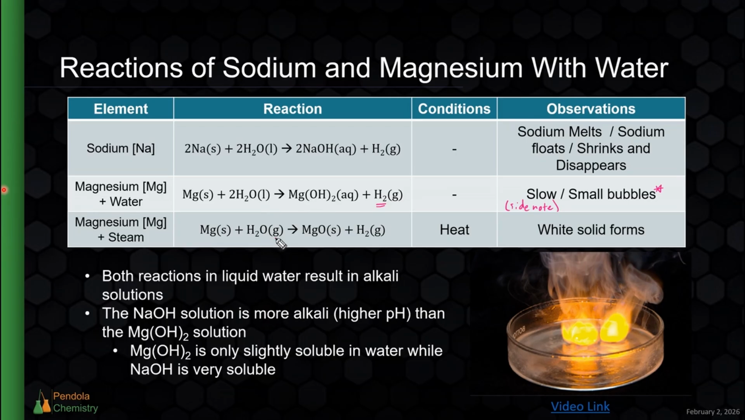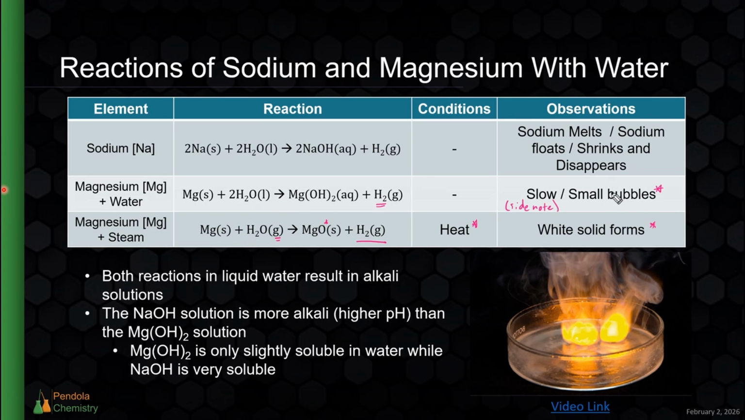If we use gaseous water, if we use steam, which by definition is hot, so one of the conditions is going to be heat here, we don't get the magnesium hydroxide, we instead get magnesium oxide, which is a solid, and the hydrogen gas being created. The observation here is a white solid is going to form, and that white solid is going to be magnesium oxide, but you have to be careful because you're going to want to say that there's bubbles because hydrogen gas is created. But this reaction does not have bubbles because there's no liquid in the reactants.